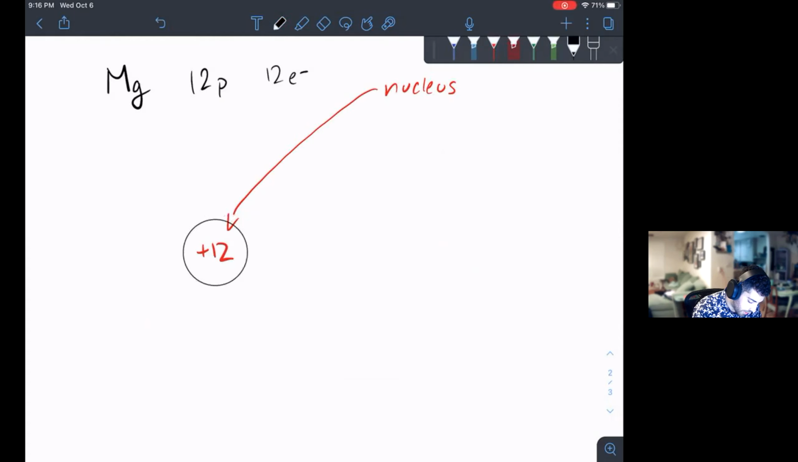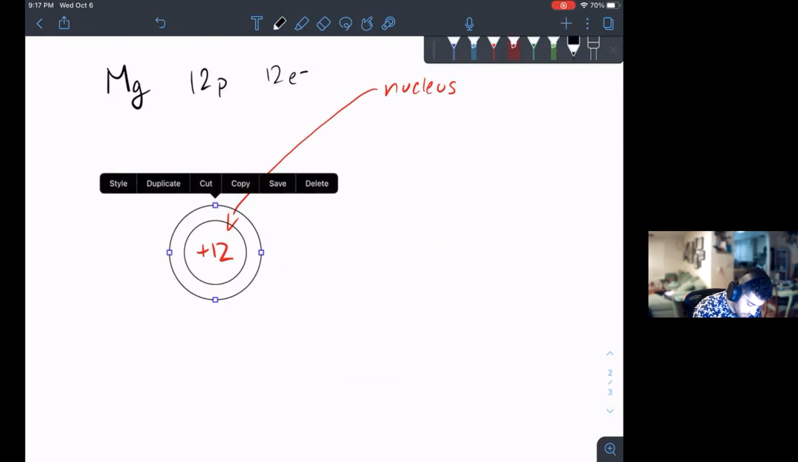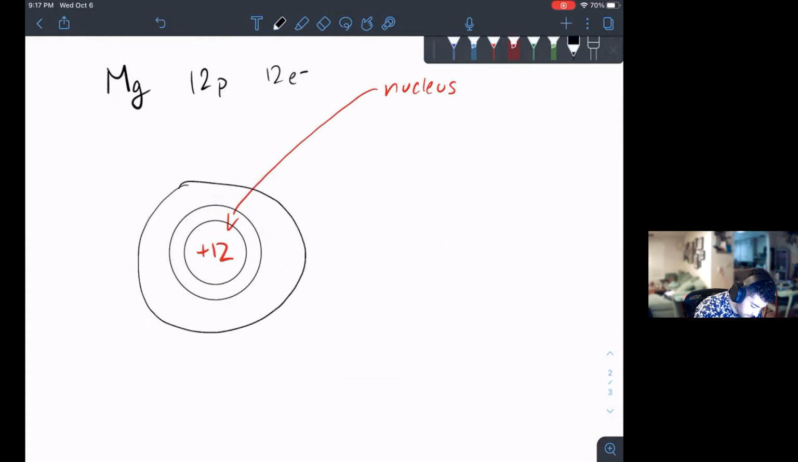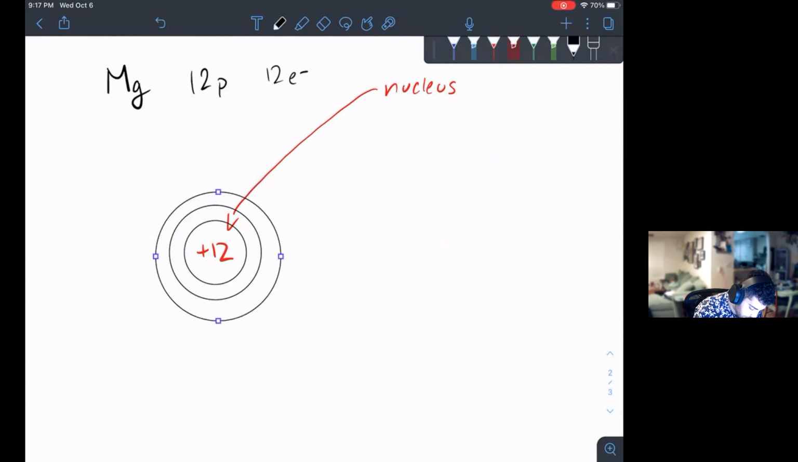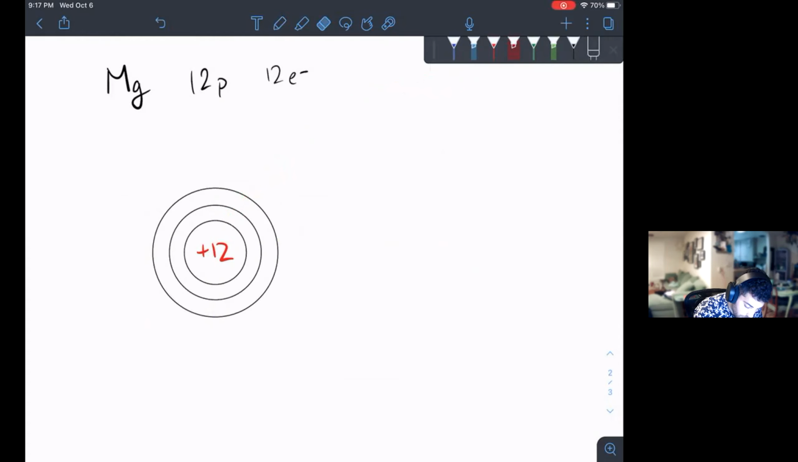I'm going to try and make these nice rings. All right, so I've got that. I'm going to erase this nucleus label now. And as I make my electrons, we know that we have 12. So I'm going to fill this out. 1, 2, 3, 4, 5, 6, 7, 8, 9, 10, 11, 12.